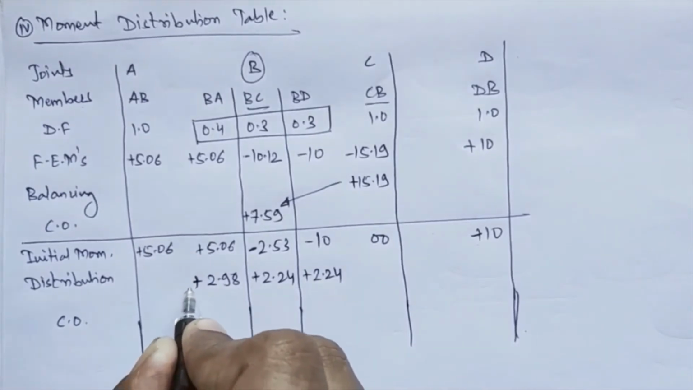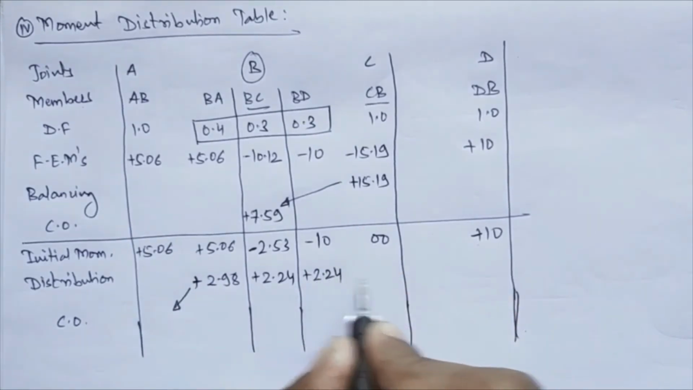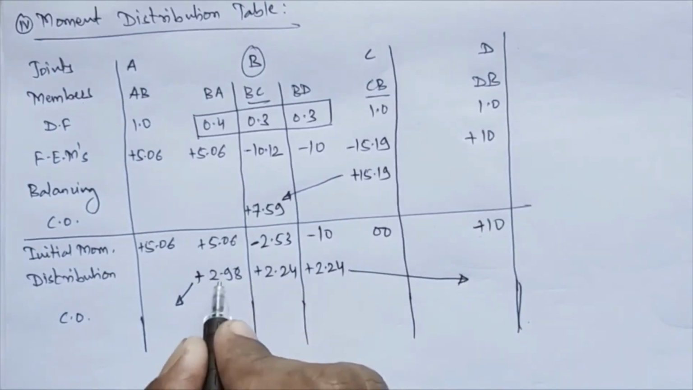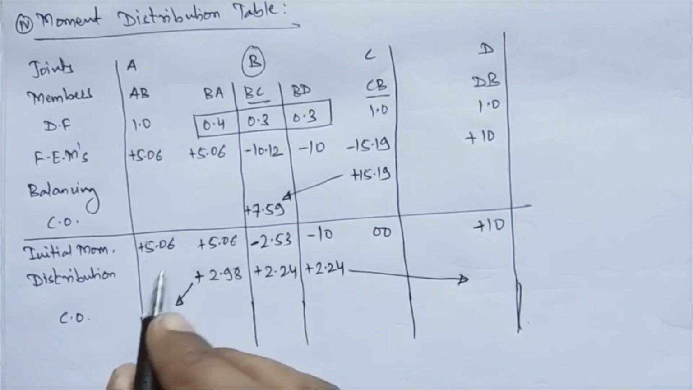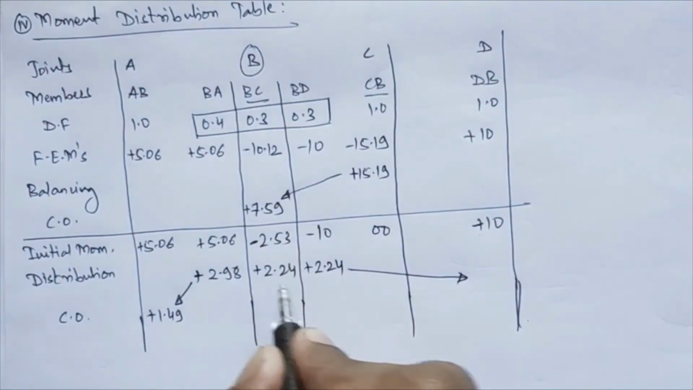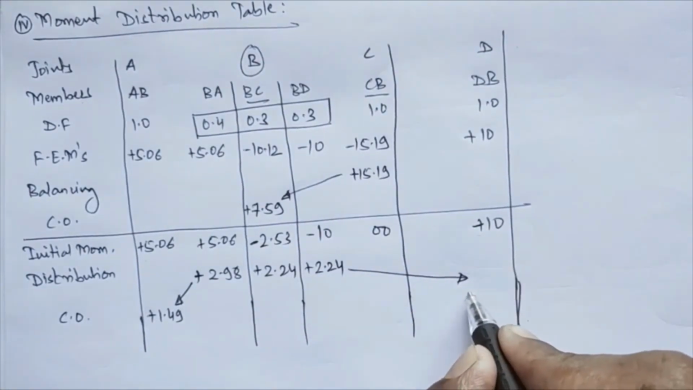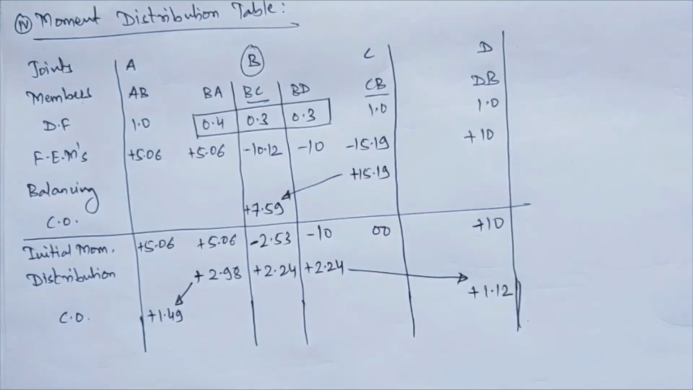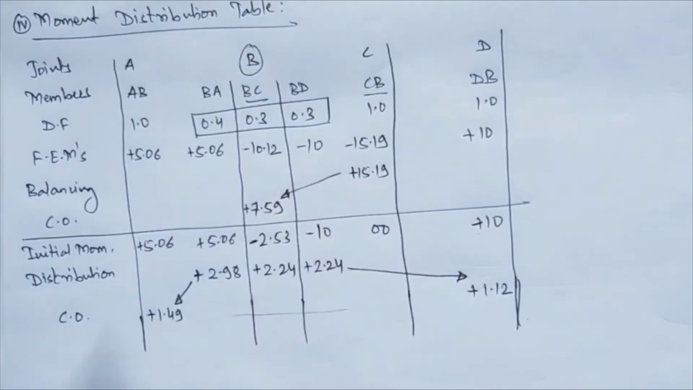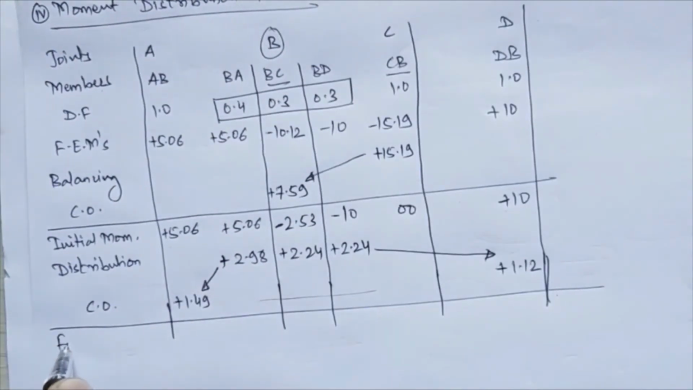So your BA moment will get carried over to AB, and your BD moment will get directly carried over to DB. The carryover factor is 1/2, so half of the moments get carried over. Half of 2.98 gives you plus 1.49, then half of 2.24 gives plus 1.12. Now, in this step no moments remain, so the distribution stops automatically, and whatever answer you get is the final moment.